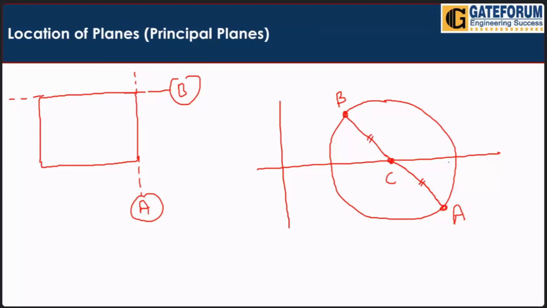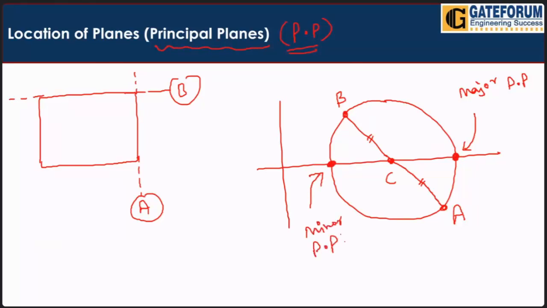So this is sigma 1, the plane of sigma 1, that is the major principal plane. I am writing the short form PP for principal plane. This one is the major PP, and this plane for sigma 2 is the minor principal plane.